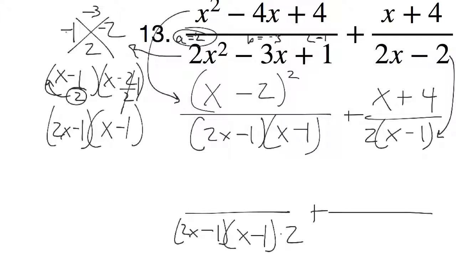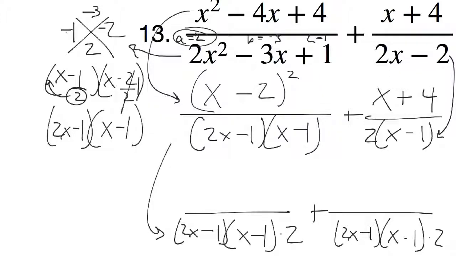I'll write that twice. That's because I can multiply each of these denominators by something to get the least common denominator. So, what do we have to multiply here? Well, there's an extra 2, so I should multiply the top by the 2 as well. And what do I have to multiply here to get to the denominator? I need an additional 2x minus 1. So I'll multiply the top by 2x minus 1 also.